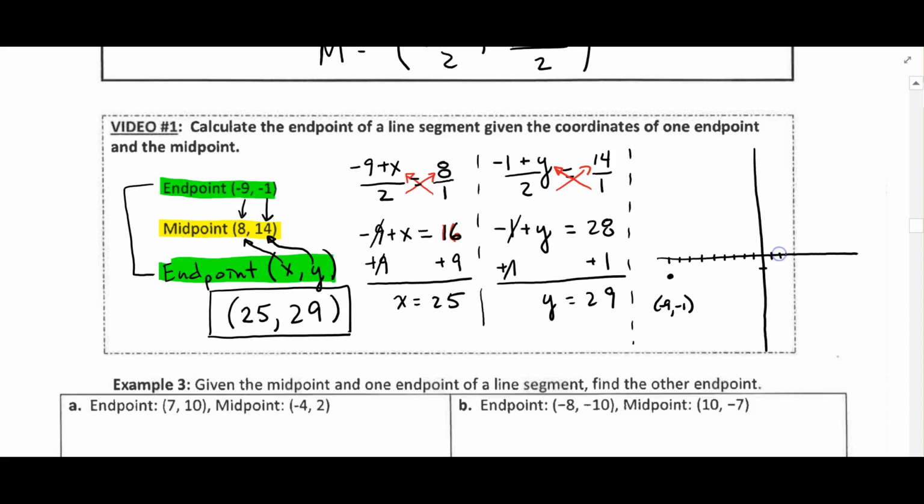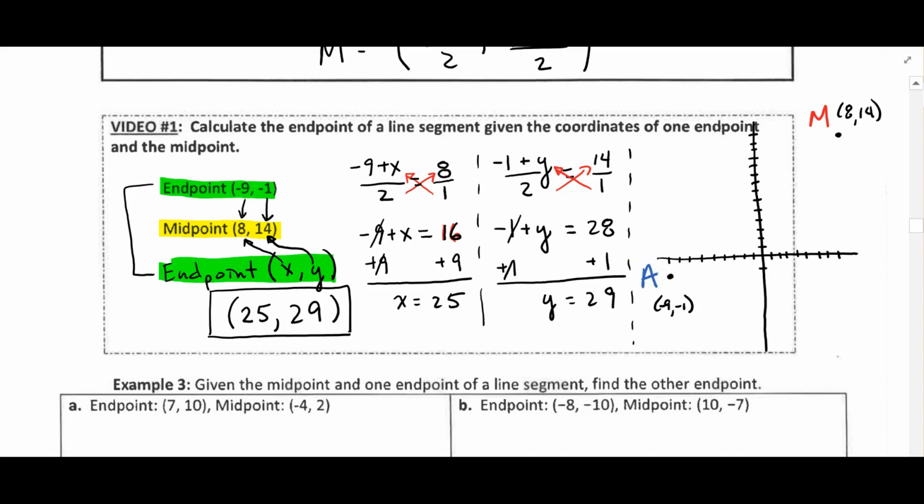So I've got 1, 2, 3, 4, 5, 6, 7, 8. And then we have to go to 14. Again, we're just kind of approximating. 3, 4, 5, 6, 7, 8, 9, 10, 11, 12, 13, 14. All right, so somewhere about here. Just a rough estimate, and that's going to be (8, 14). So this is our midpoint up here. And we'll call this point A.